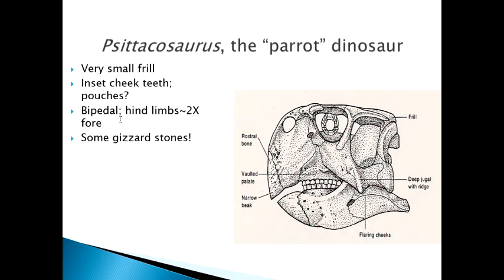Other things, they are clearly bipedal creatures, the same evidence as before. The rear legs, the hind limbs, are much longer than the forelimbs, and we have such beautiful specimens of these things. We have some that are preserved with gizzard stones. Very much like chickens or other birds today, they will literally swallow stones such that they're placed in their gizzard, and it helps them grind up or pulverize their planty food that they're eating.